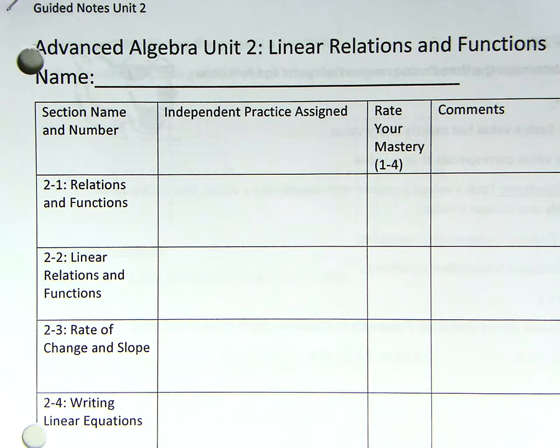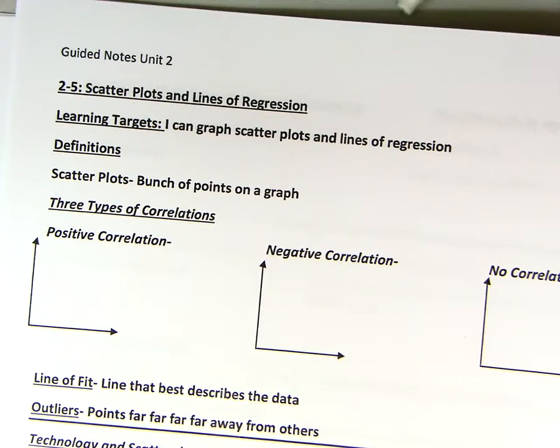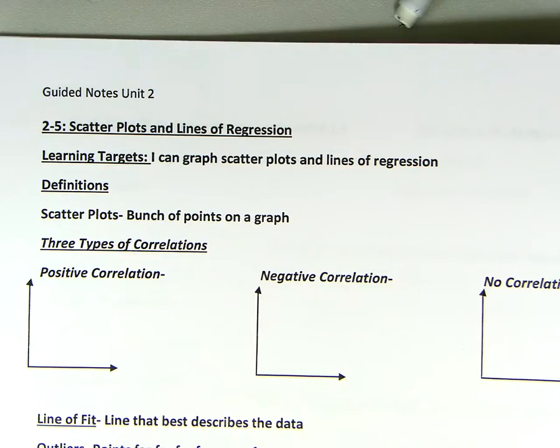All right, so we're going to go over 2.5, scatter plots and lines of regression. So let's open it up. All right, so 2.5, scatter plots and lines of regression. In this lesson, I can graph scatter plots and lines of regression.